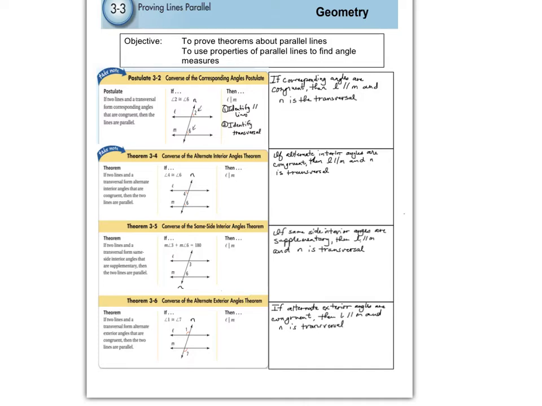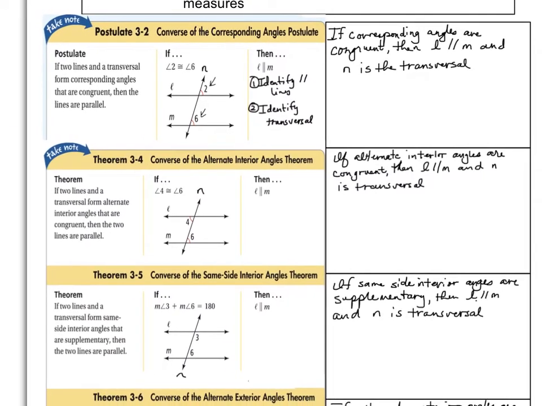Okay, so first one here is the converse of the corresponding angles postulate. It says if two lines form corresponding angles that are congruent, then the lines are parallel. Okay, and I've put down in here two things that are going to be important for you. One, you need to be able to identify the parallel lines, and two, you need to be able to identify the transversal. Okay, the transversal is going to turn out to be very important here. That's why we've been practicing that. So the statement I put over here on the right box is if corresponding angles are congruent, then L is parallel to M and N is the transversal.